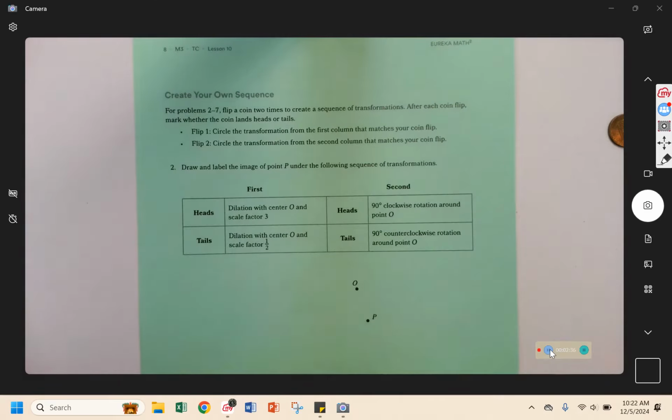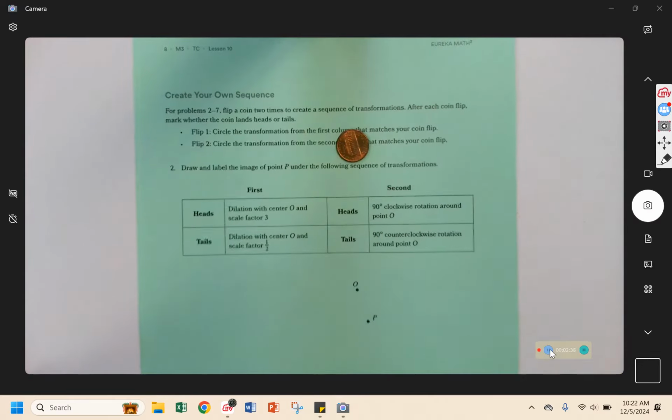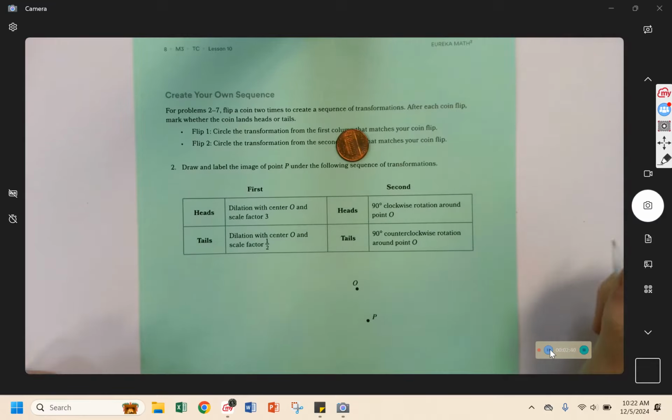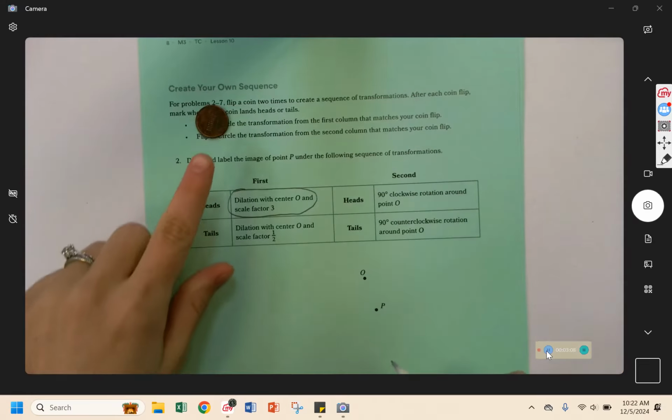For problems 2 through 7, we're going to flip a coin 2 times to create a sequence of transformations. After each coin flip, mark whether the coin lands on heads or tails. Circle the transformation in the first column, then for flip 2, circle it in the second column. Draw and label the point P under the following sequence of transformations. Alright, so flip 1, heads. Flip 2, tails.